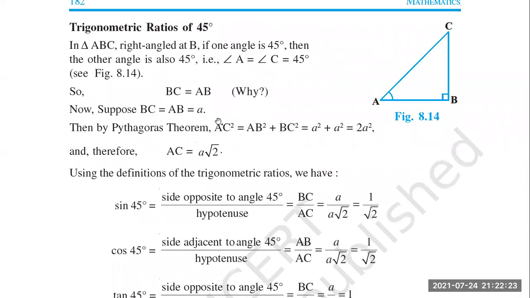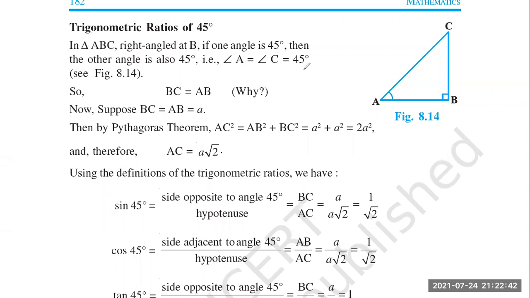Trigonometric ratios of 45 degrees. First, we'll start with 45 degrees. We can also start with 0, but let us start with 45 degrees as it is mentioned in the textbook. So let's focus on the explanation that's given over here. Trigonometric ratios of 45 degrees.